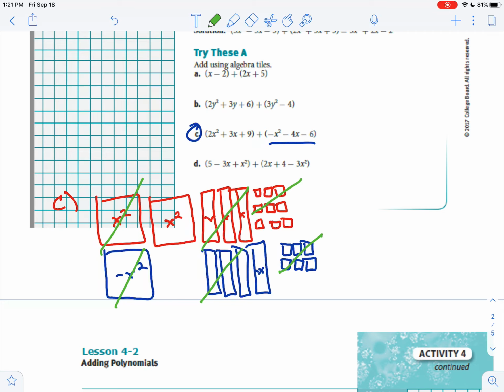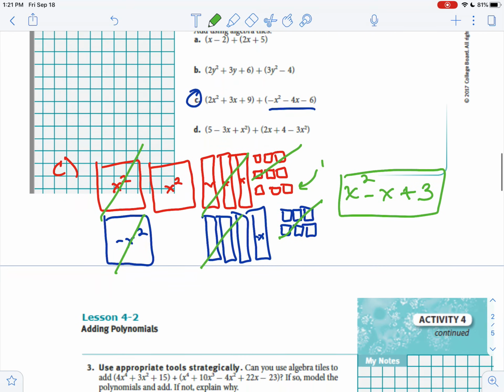Okay, so for our final answer then, we could write x squared minus 1x, and then these are actually positive ones. We're going to have 3 positive ones. Okay, and that's how we can do it using algebra tiles, but that takes a long time, so we're not going to always do it that way.